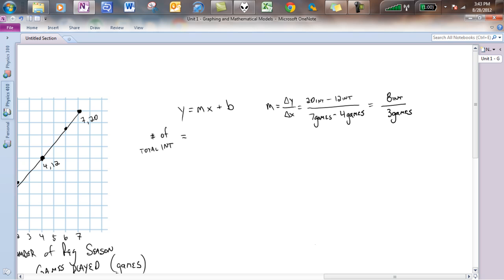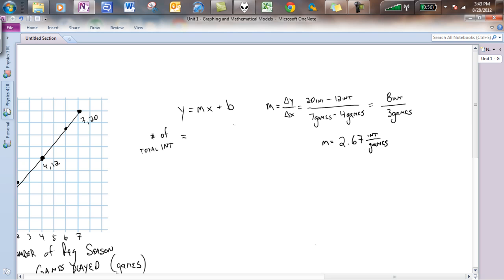In science, 8/3 doesn't make that much sense, so the way that I want to think about this is actually as a decimal. 3 goes into 8 twice, with 2/3 remaining, so we have 2.67 interceptions per game. So that is what M equals.